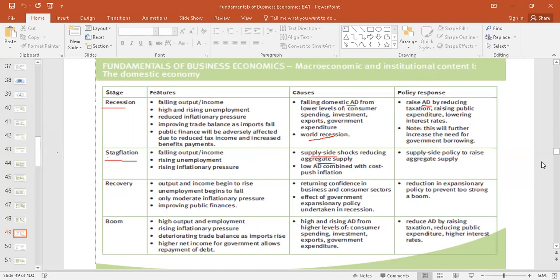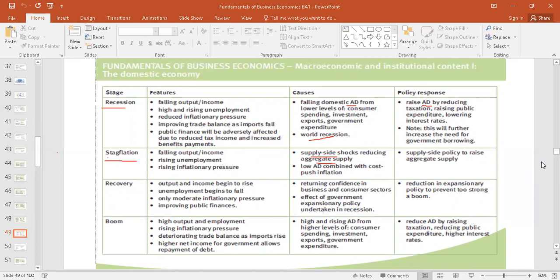Low aggregate demand combined with cost to push inflation. So these are the root causes. Because the aggregate demand, along with the aggregate supply, when the aggregate supply is shifting towards the left side, see, the prices are rising. Here, one more factor is that there is a reduction in the aggregate demand. See, that is causing many other problems, like output is reducing. See, the prices also get affected. We see aggregate demand falling and then income is not available with people, etc. So these are the root causes.